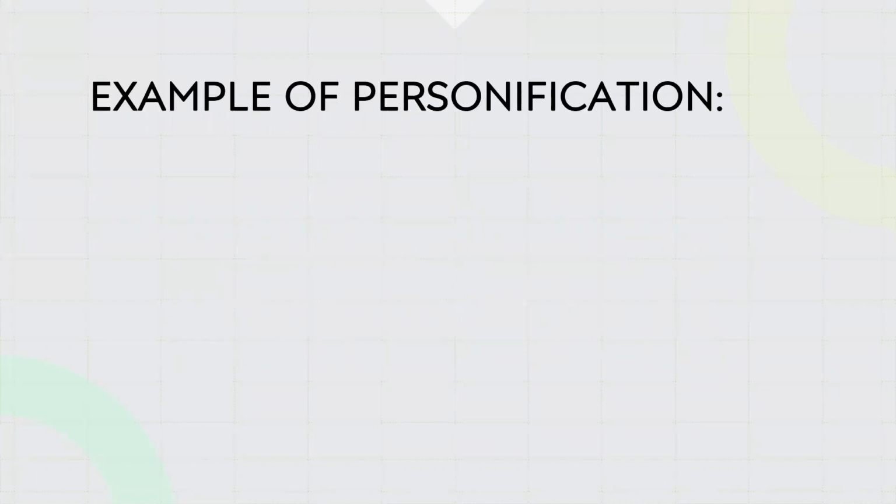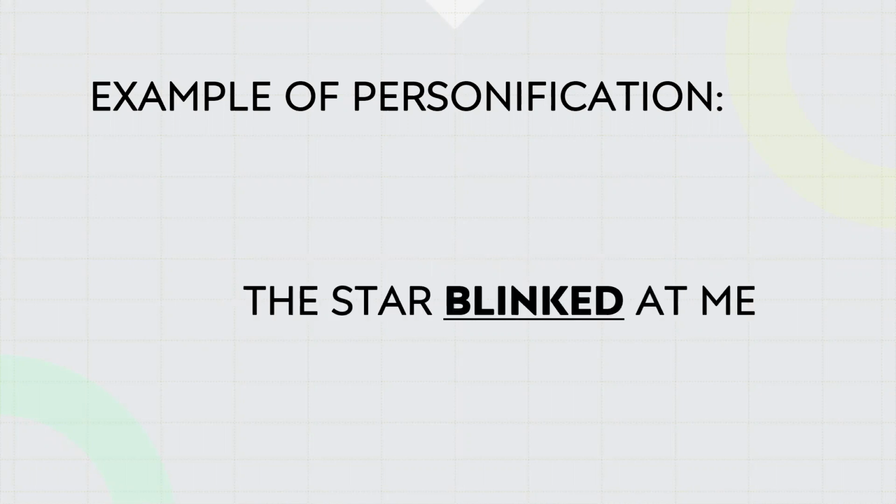An example of personification is the star blinked at me. The star cannot really blink, however, this is personification as blinking is an action humans can do. This personification is trying to imply that the star twinkled in the night sky.